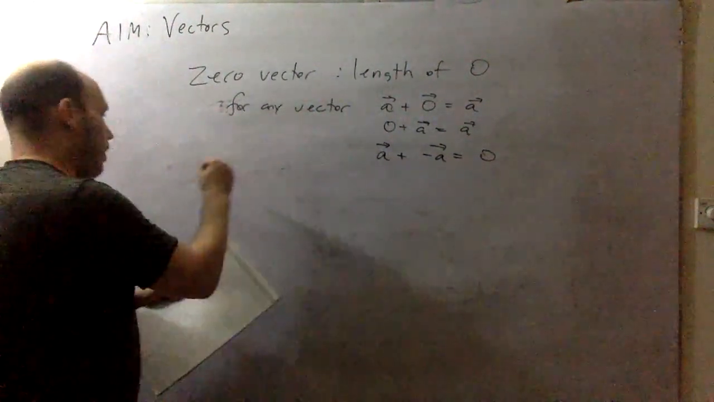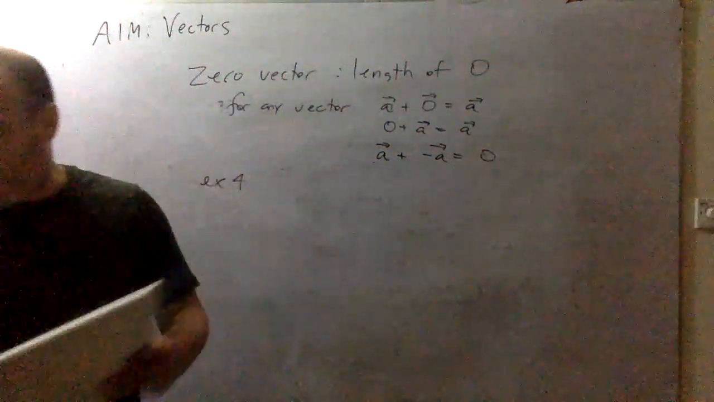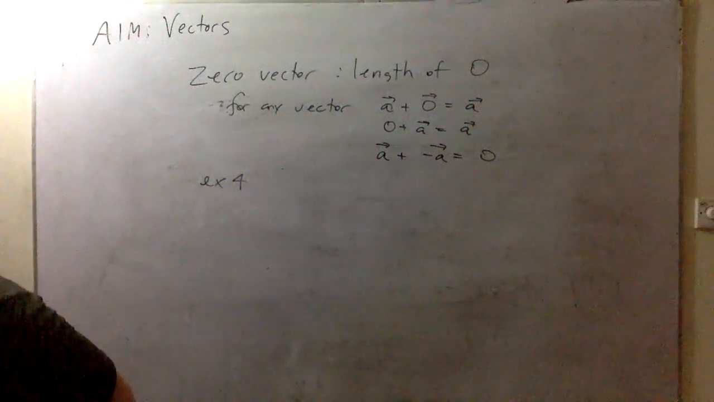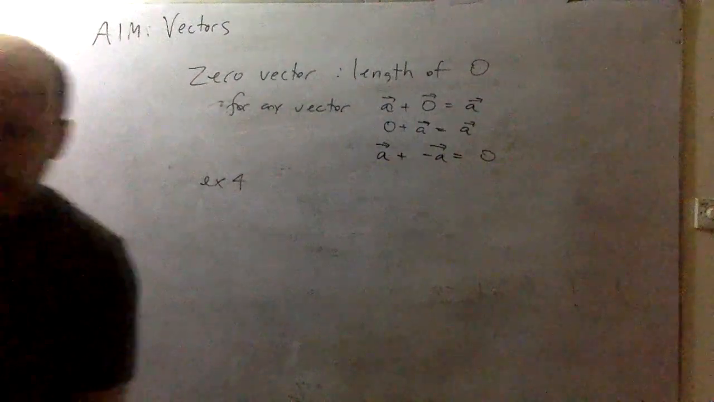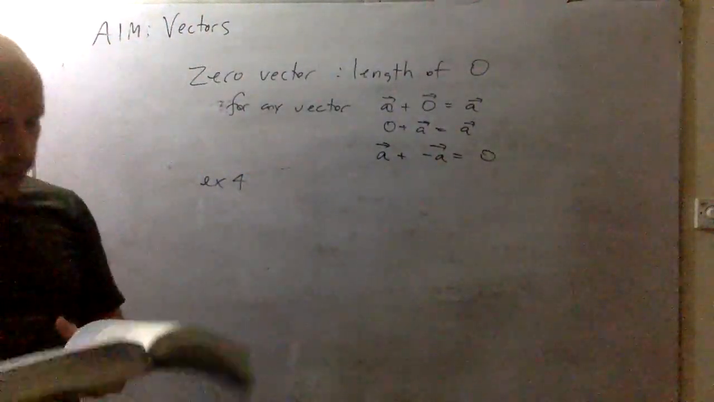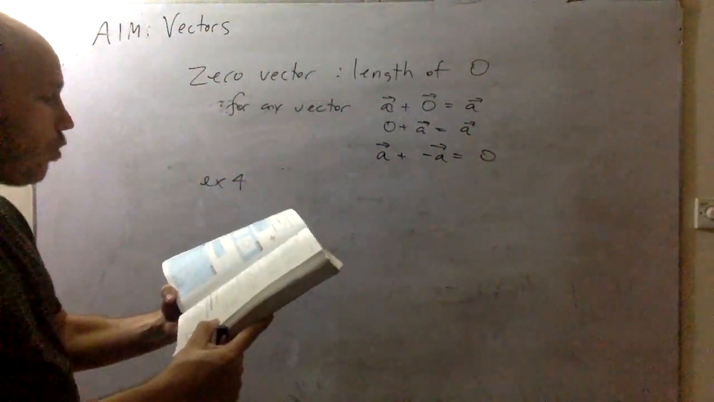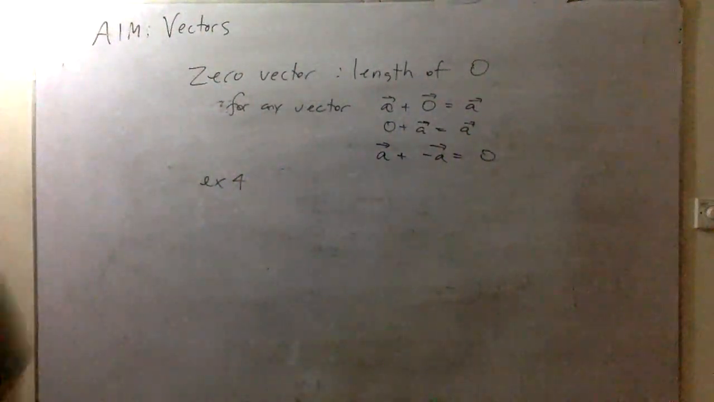Let's see. Example 4 in the book. So example 4, let's take a look at this. Once again, I'll get it up there. Here we go. So the idea is find a single vector which is equal to B plus C.